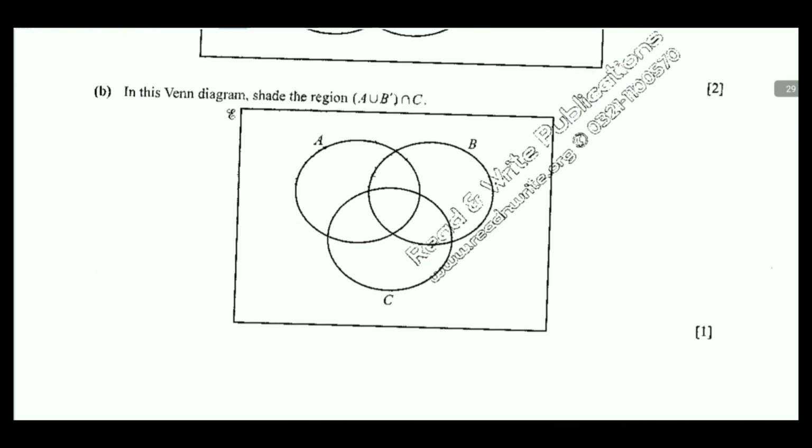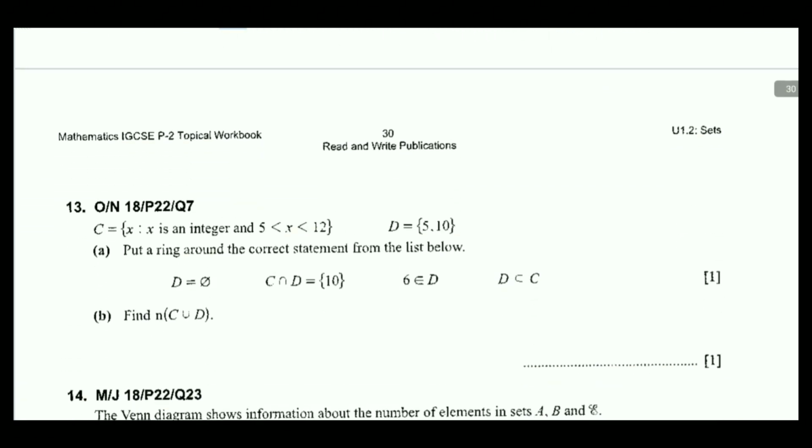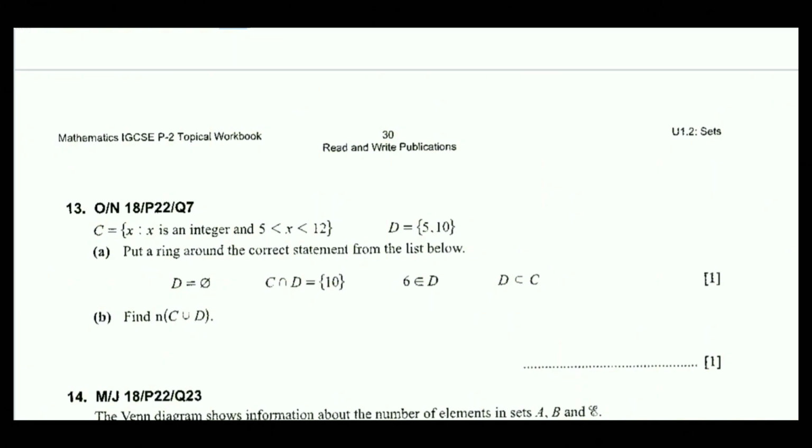In this figure, shade the region. I have explained the method to you. You can do this part by yourself. 13. Put a ring around the correct statement from the list below. So you can check one by one. This one, this one, this one. Each part you can check one by one.